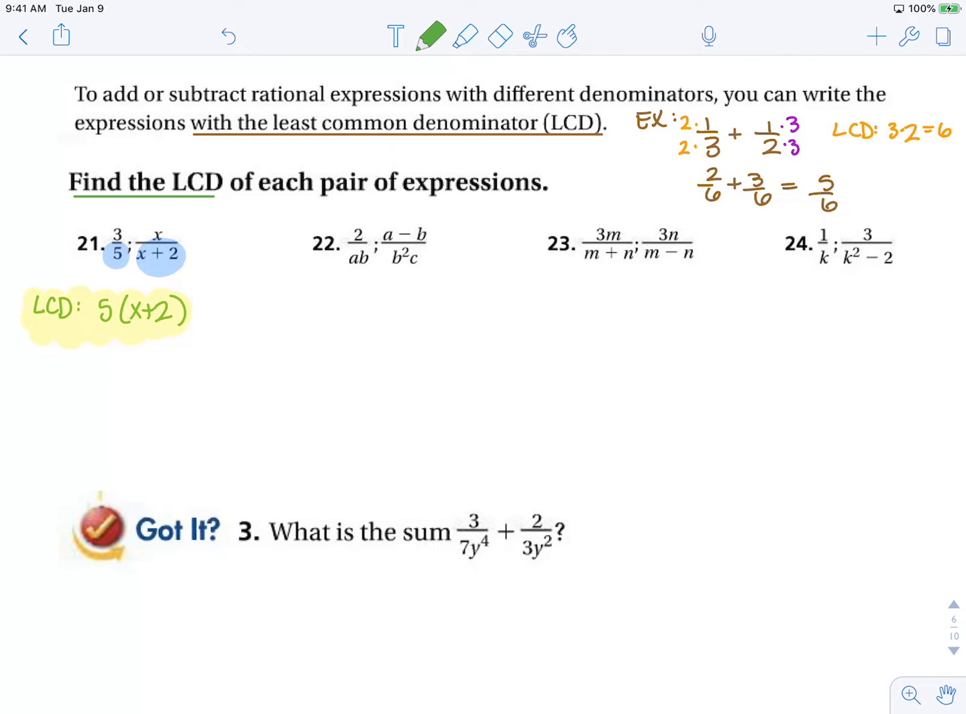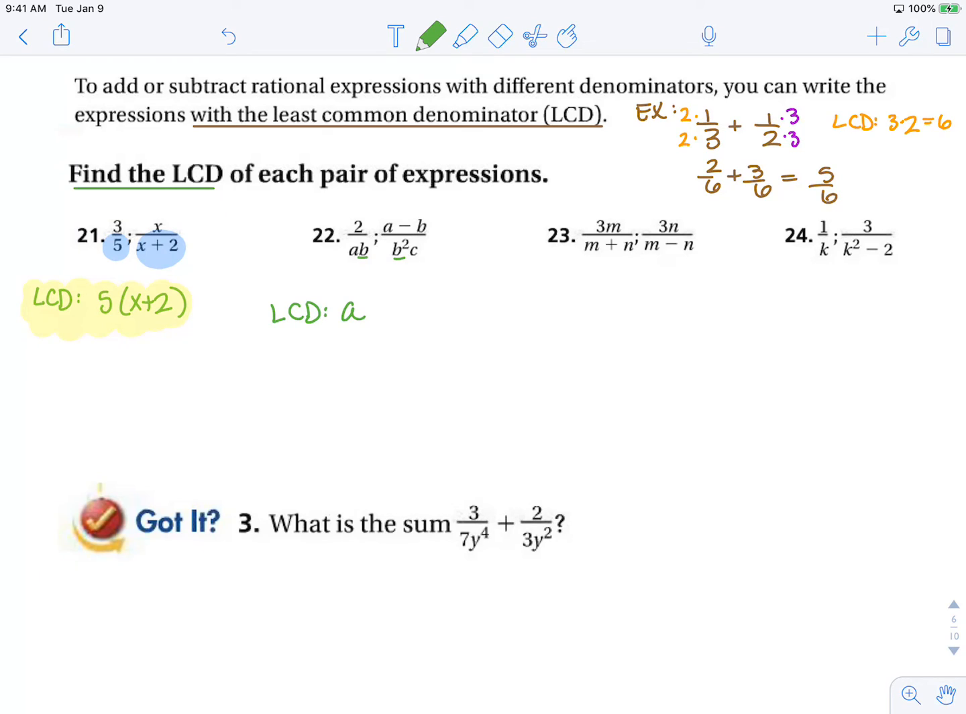Now here in number 22, there's an a, but then we have a b and a b squared. So the most common multiple between b and b squared is the highest power you see, b squared. And then don't forget c needs to be there as the other common factor that we can create when we multiply.